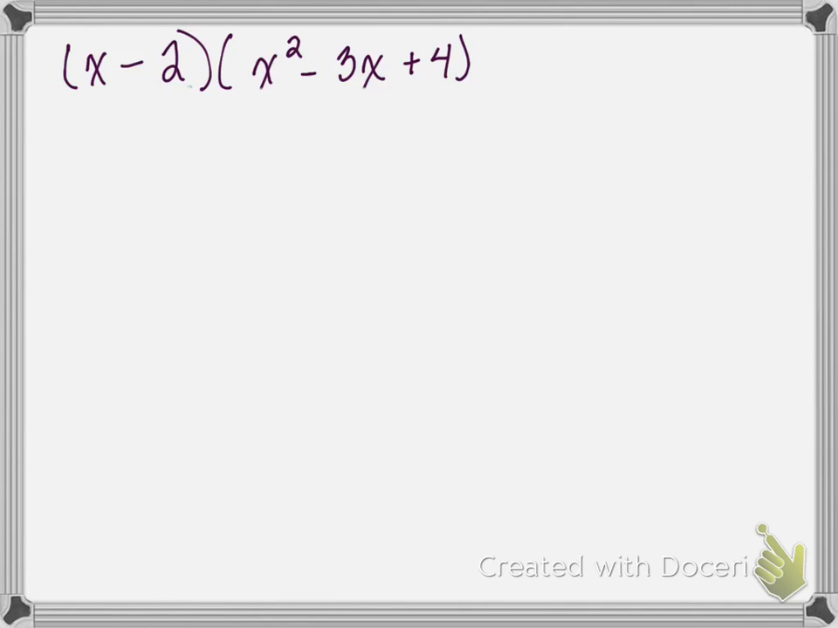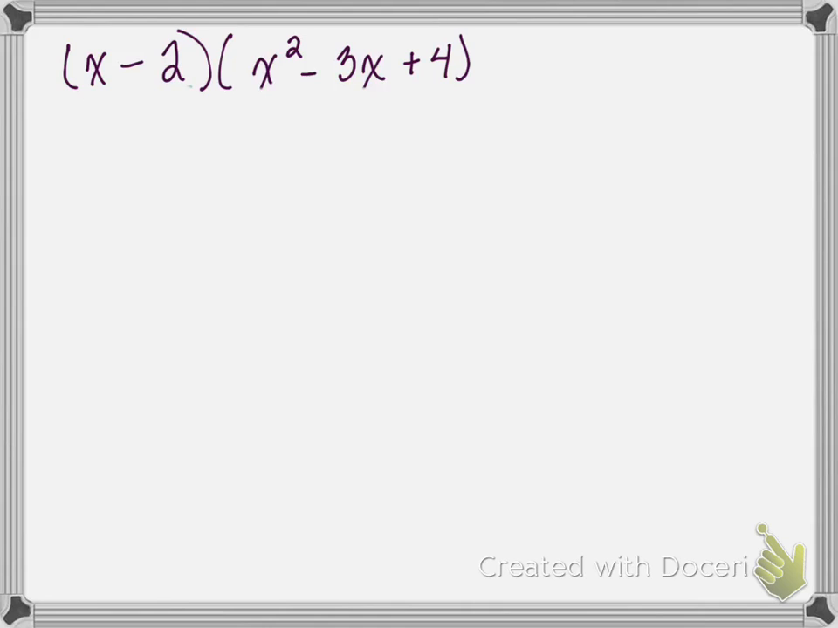Okay? Can we use FOIL? No, we cannot use FOIL. We can only use FOIL when it's a binomial times a binomial. That's the only time that we can use FOIL. What we are actually going to use is the distributive property twice. Okay? So what we're going to do here is we're going to use the distributive property 2 times.